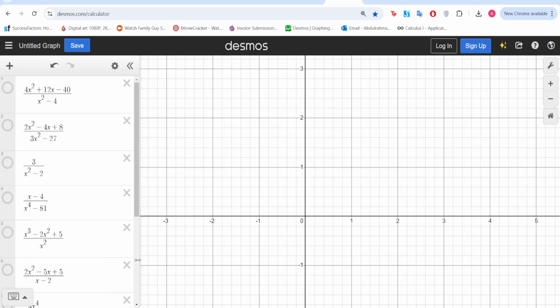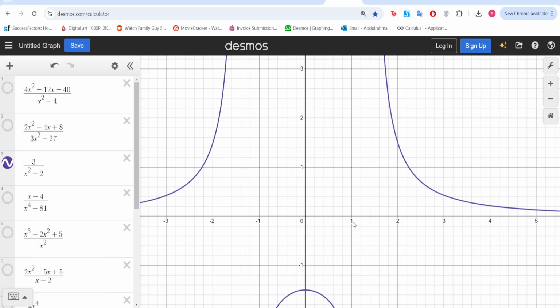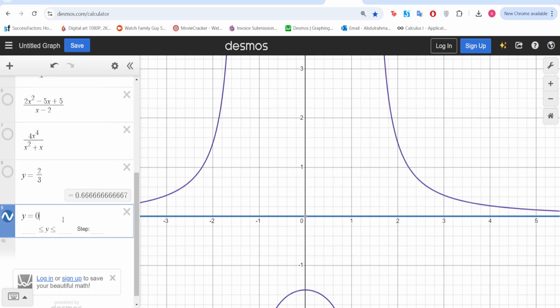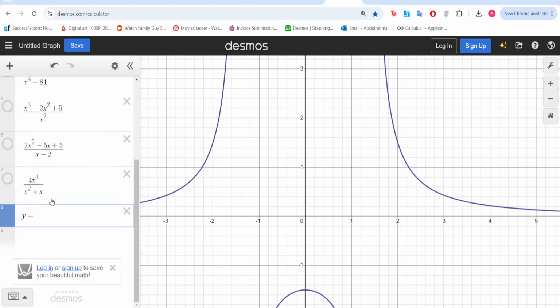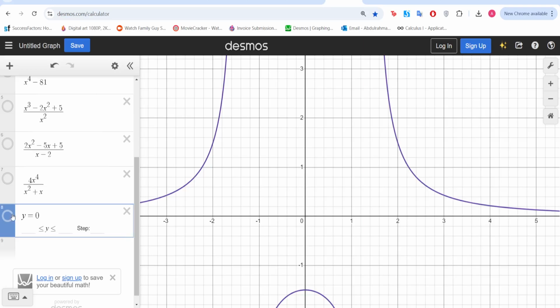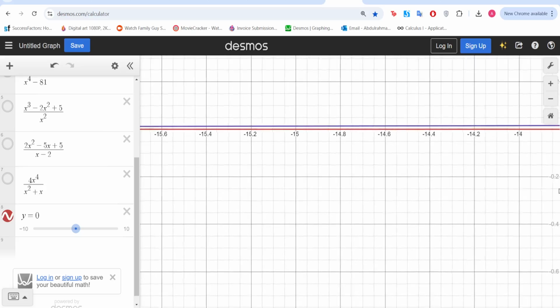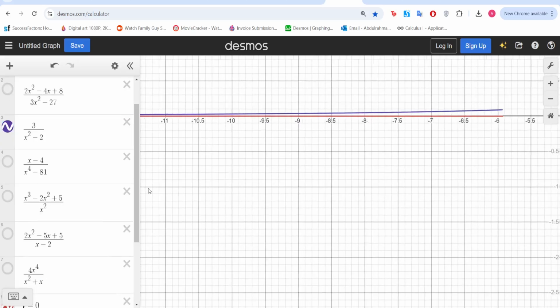So let's check. This is our function, and let's check whether the line y equals 0 is a horizontal asymptote. As we can see, again, this is indeed a horizontal asymptote.